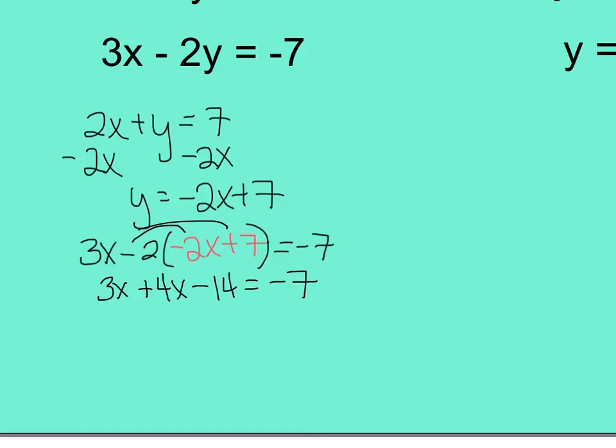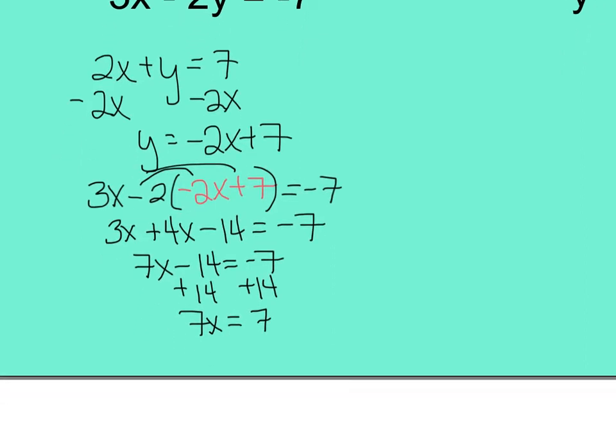Well, 3x plus 4x makes 7x. Add 14 to both sides. So 7x is now equal to a positive 7. So last step would be to divide both sides by 7. So x equals 1. So now that we have x, we need to go back and find y.